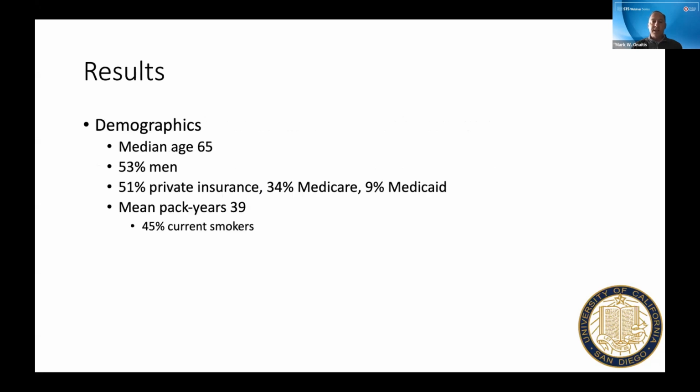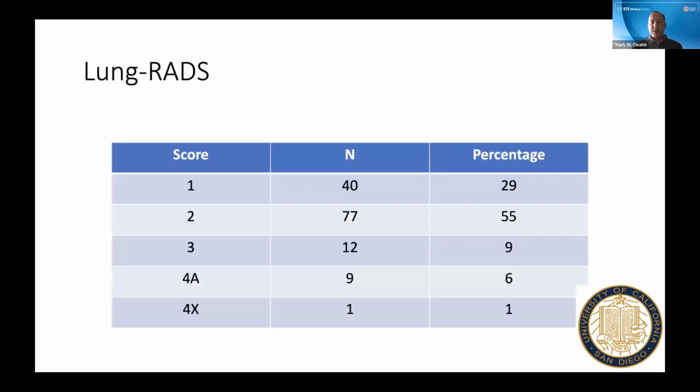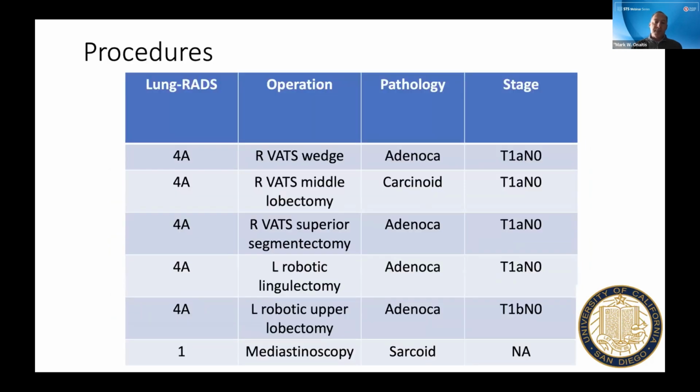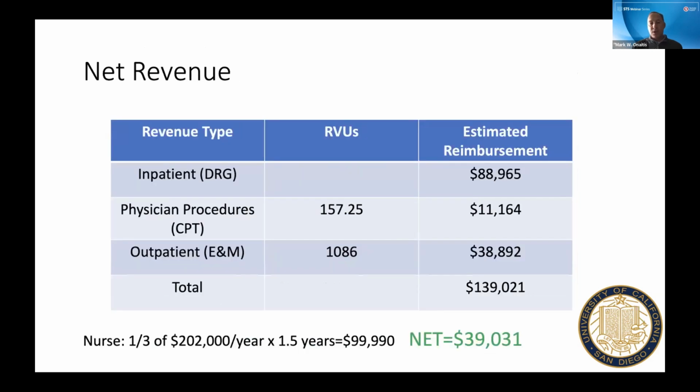We looked at the cost of this, and Dr. Gilbert is going to do much more thorough and in-depth analysis of cost in his talk. The demographics were as you would expect. We found 10 lung RADS 4 lesions in our first 159 patients and did 6 operations on those patients. All of them were node negative. We had 2 lobectomies, segmentectomies, and then 1 mediastinoscopy for sarcoid.